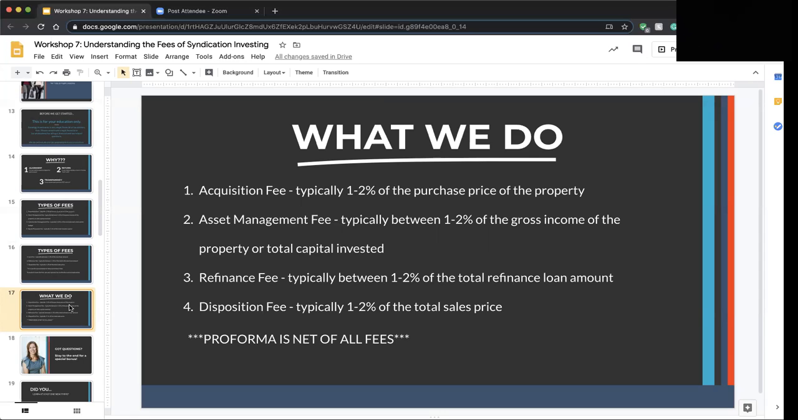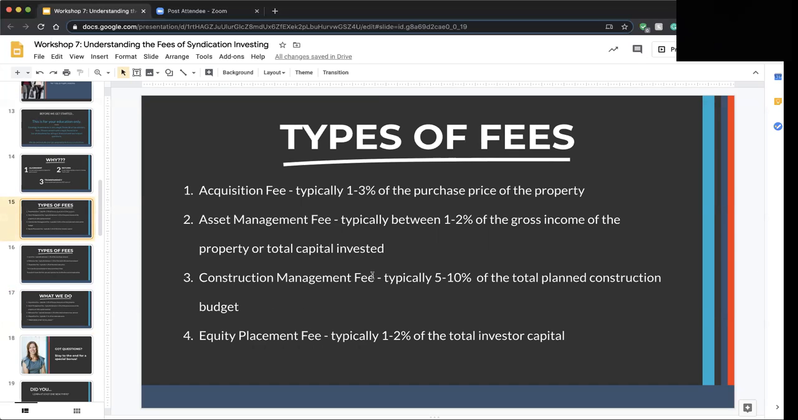Loan fee, equity placement fee, for me personally, I don't feel that huge alignment. And then also the construction management fee, I would like to see that managed a little bit better if a sponsor actually has that in there. I want them creating efficiencies, not charging more fees on top.